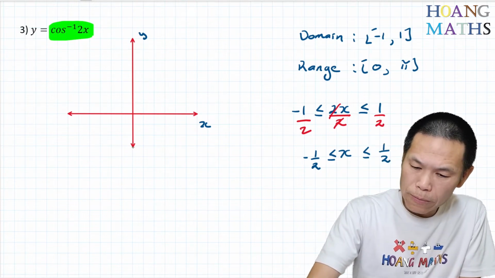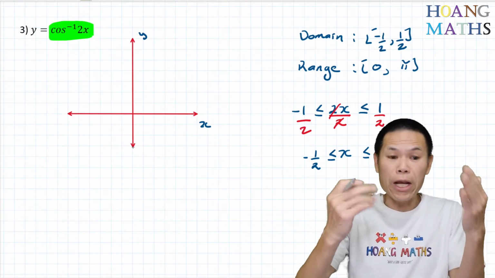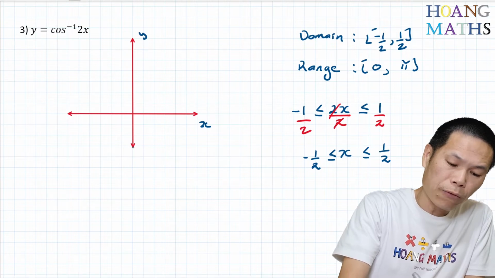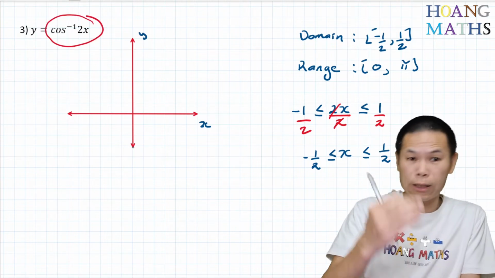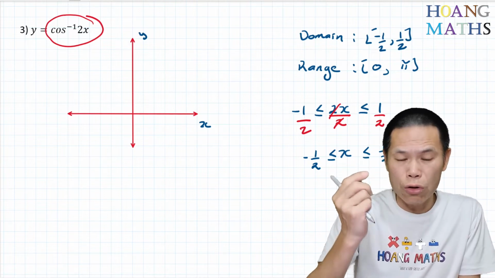So this is a half. This is negative a half. And then the range is the same, because the coefficient in front of inverse cos of 2x is 1. So the range is exactly the same. There's no change for the range.